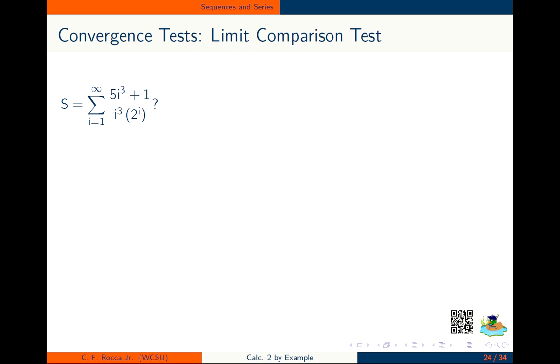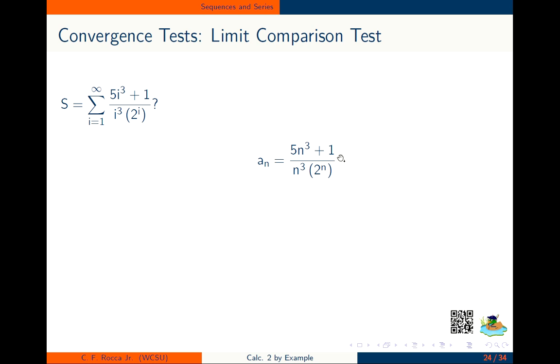Okay. Now we're going to do an example using the limit comparison test. This is a more complicated example. So I'm adding the summation i equals 1 to infinity, 5i cubed plus 1 divided by i cubed times 2 to the i. So the terms in this series all look like this. For the limit comparison test, I want to compare this to something similar to a sub n, but that I can sort of get a better handle on.